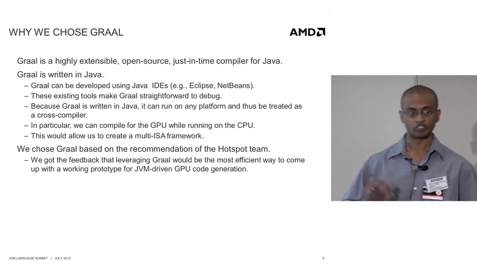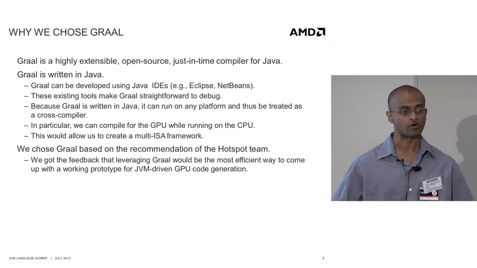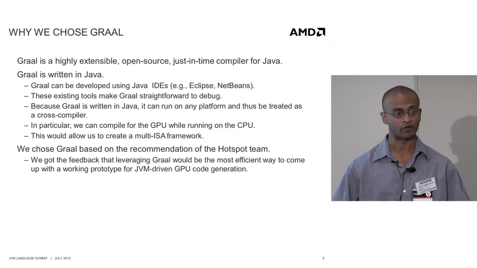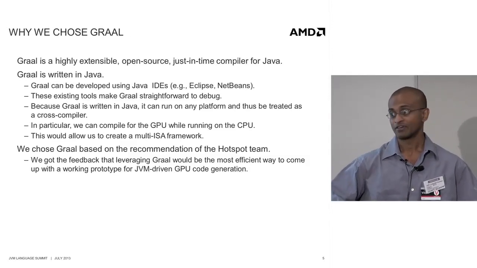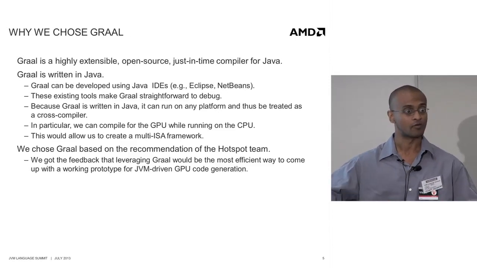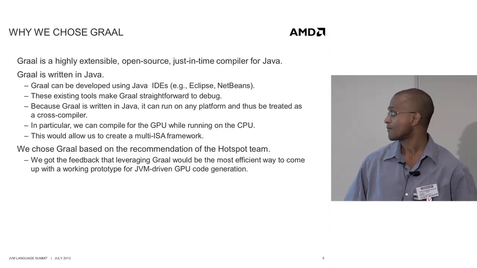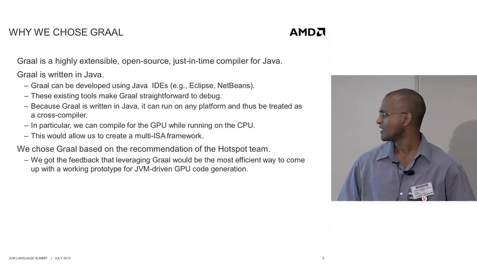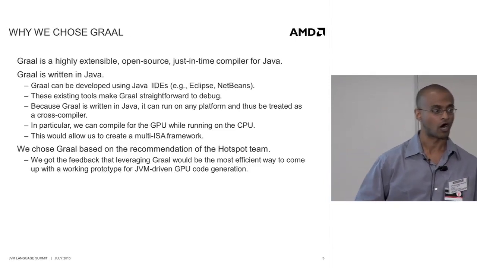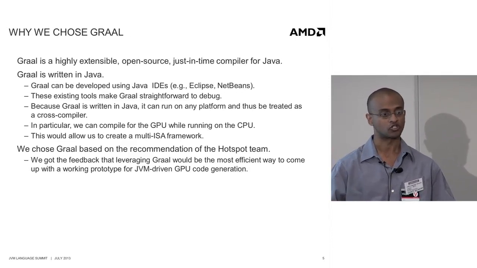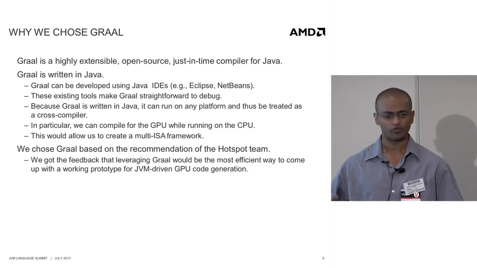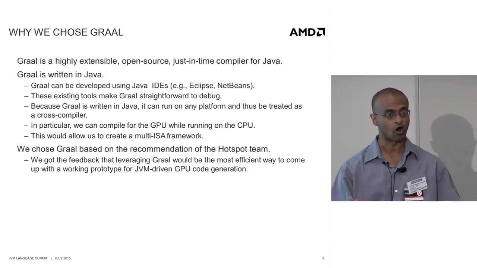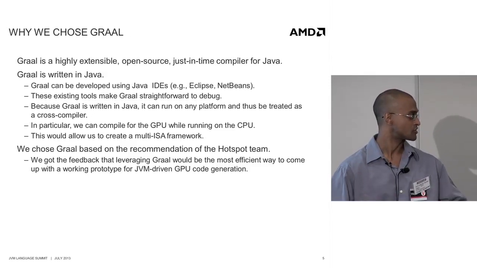And then the fact that it's written in Java means we can practically run Graal anywhere. And so we can treat it like a cross-compiler. We can run it on one platform, namely the CPU, but compile for a different platform, the GPU. And that gives us something to work with when we develop this multi-ISA framework that I talked about in the earlier slide. And finally, we had a number of discussions with the HotSpot team on what our options are. Should we use Graal versus using C2? What would be the advantages and what would be the challenges? And the overall consensus is that we should go with Graal, and that would be the most efficient way to come up with a fast working prototype.